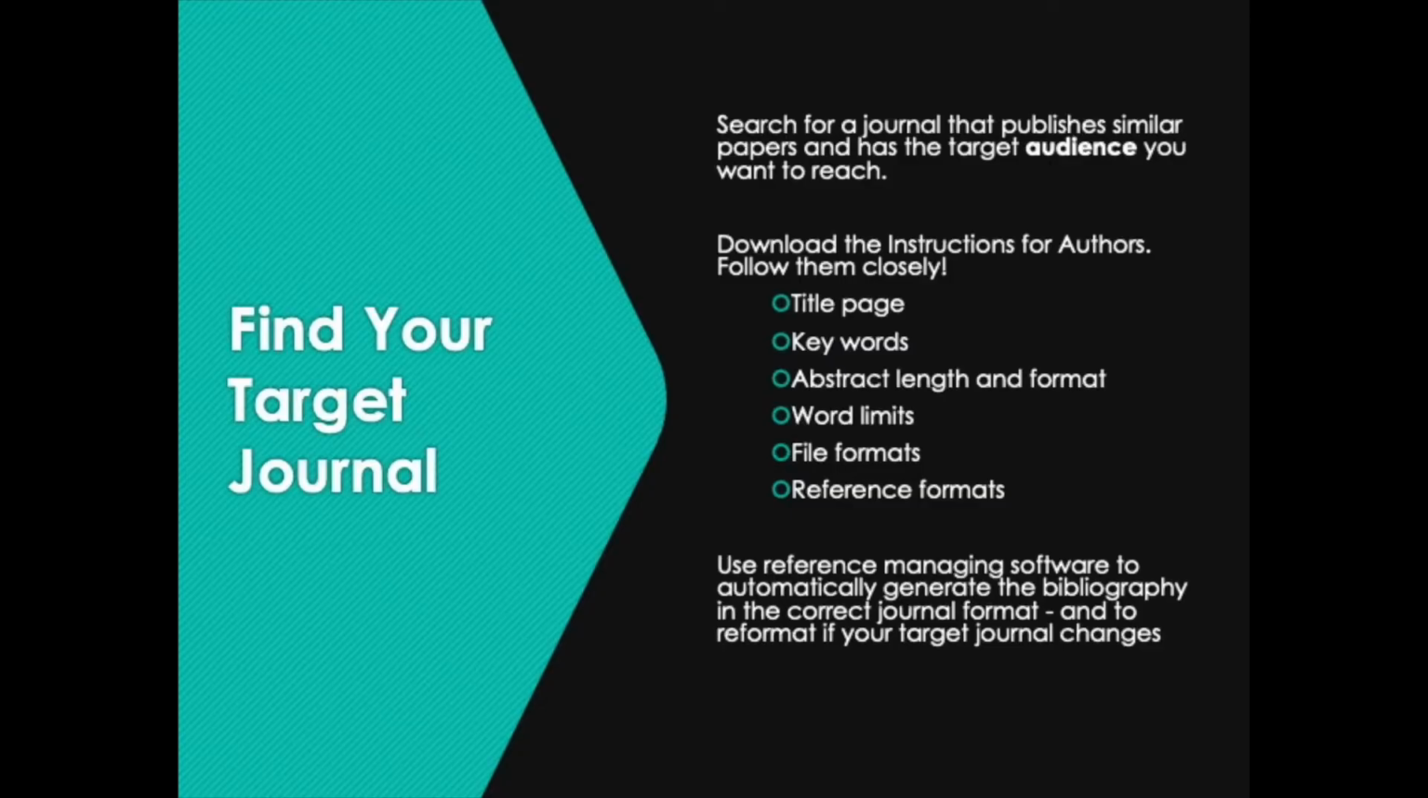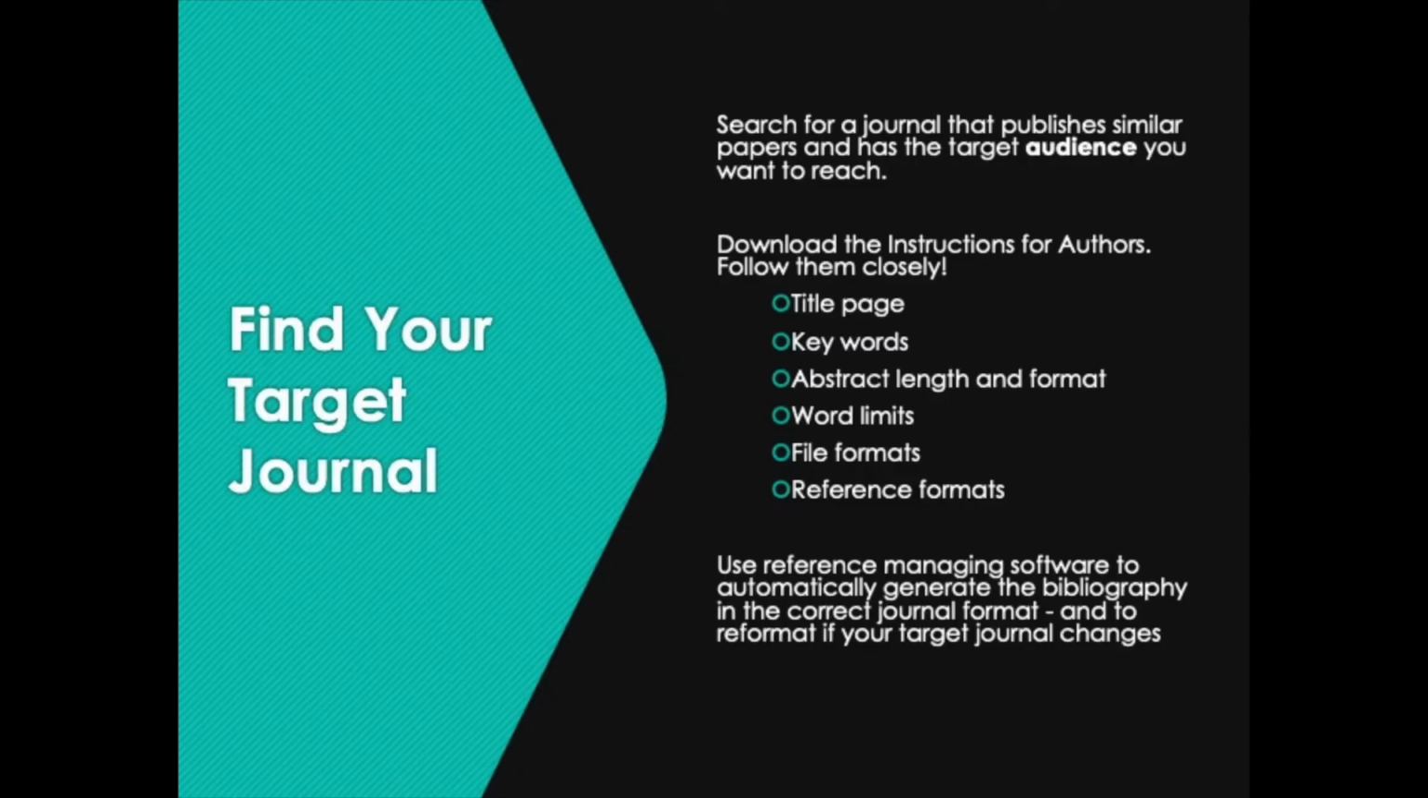Once you decide on your target journal, before you start writing, now is the time to download or print out the instructions for authors. Follow those instructions very closely. These instructions are going to tell you how to write the paper in terms of what should be on the title page, what types of keywords and how many keywords you need, if you need keywords, the length and the format of the abstract, so the word limit for abstract, if there are word limits on the manuscript itself, and it will tell you what kinds of file formats you can upload to the website, both for the text file and for your figure files and your supplementary files.